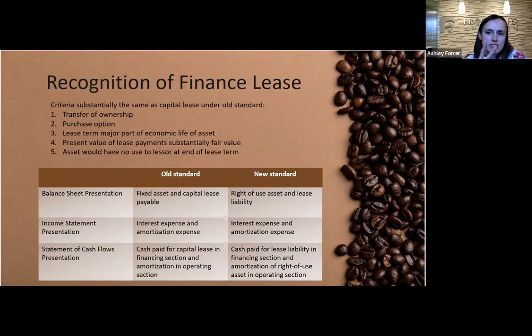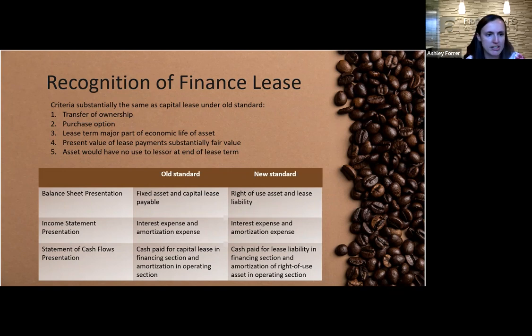So under this new standard, there's two types of leases, one being a finance lease, which under old standards was called a capital lease. And then there's an operating lease, which, like I said earlier, think your buildings, printers, vehicles, etc. So the finance lease, previously called a capital lease, the criteria to be considered a finance lease is substantially the same under the old standard.